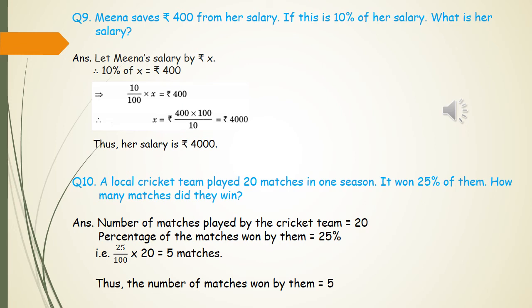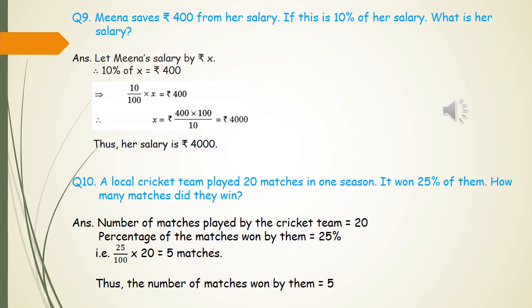So 10% of x, that means 10% of total salary is equal to rupees 400. 10 by 100 into x is equal to rupees 400. X is equal to 400 into 100 by 10, that is 4,000. So her total salary is 4,000.